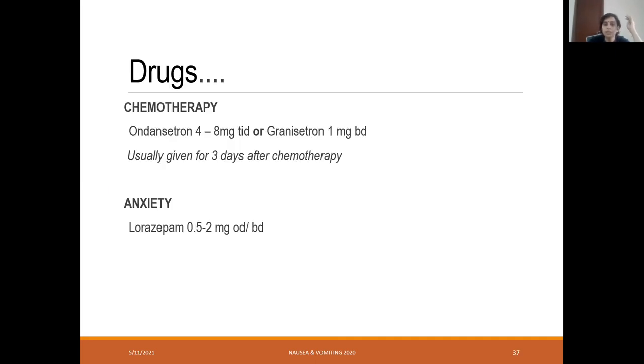And the drugs for chemotherapy-induced vomiting, ondansetron or granisetron, can be given. If it is due to anxiety or fear of chemotherapy, then you can give fluoxetine, anywhere between 0.5 to 2 milligrams. Yes, right answer. Many people have written fluoxetine.